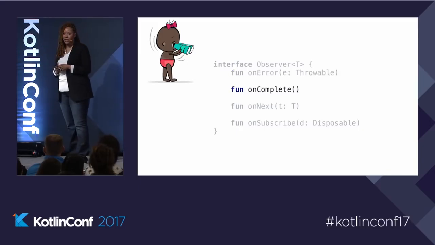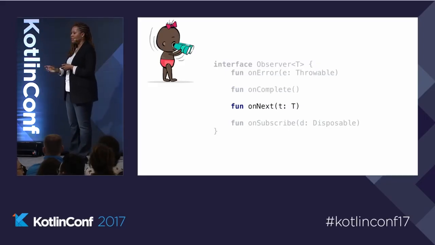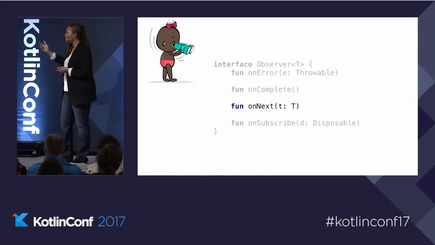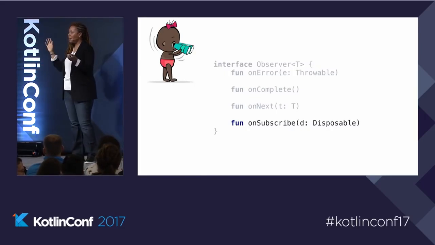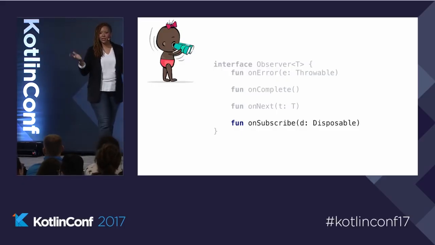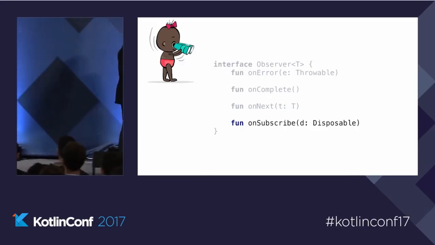Next, we have onComplete. We talked about this a little bit before. This is how we say we're done. There's nothing else. onNext takes a T of type T. This is the thing I'm actually interested in. So if I want to observe users, this is where I get a user. If I want to observe smiley faces, this is where I'd get a smiley face. And finally, onSubscribe, which receives a disposable. So this is how we can say, like, I'm busy. I can't keep listening to all your events, however you want to think about it.